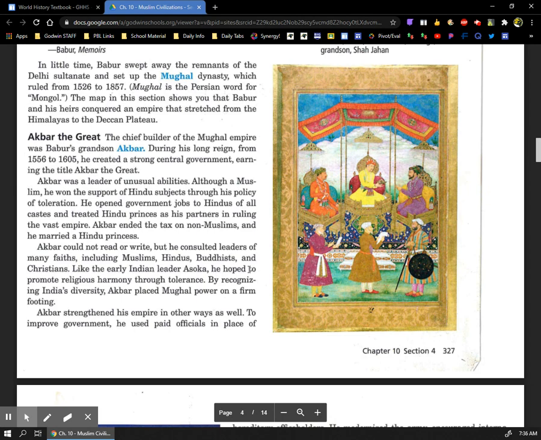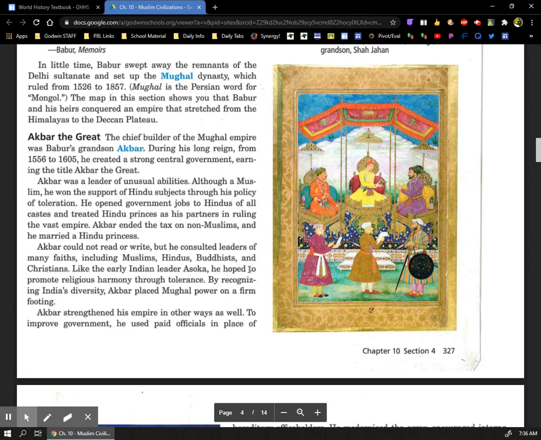Although a Muslim, he won the support of Hindu subjects through his policy of toleration. He opened government jobs to Hindus of all castes and treated Hindu princes as his partners in ruling the vast empire. Akbar ended the tax on non-Muslims, and he married a Hindu princess.